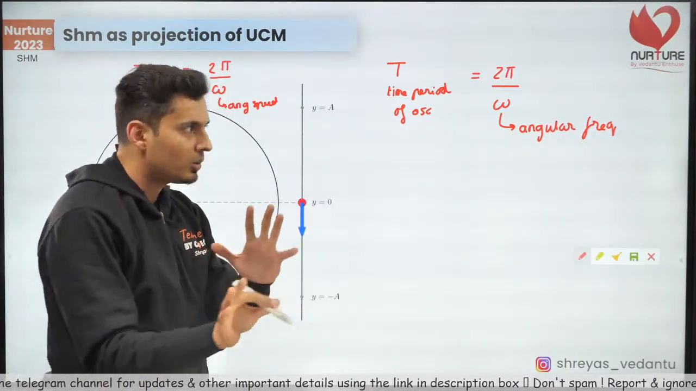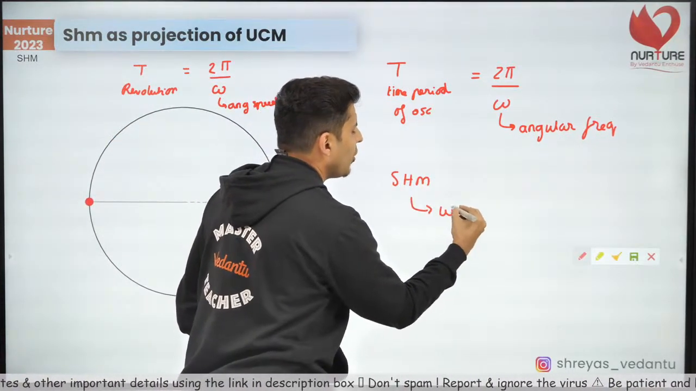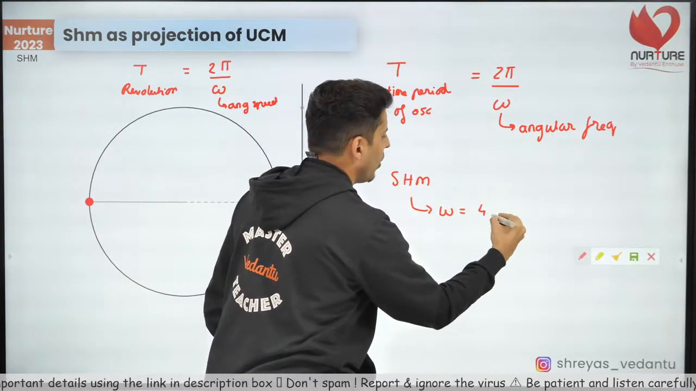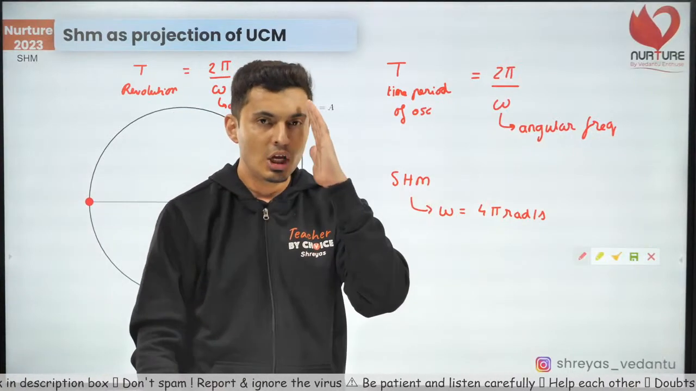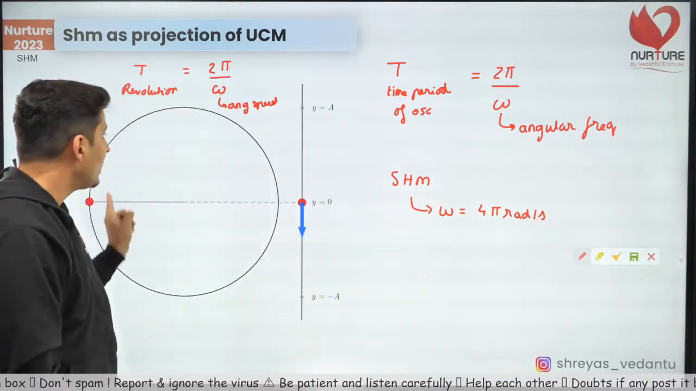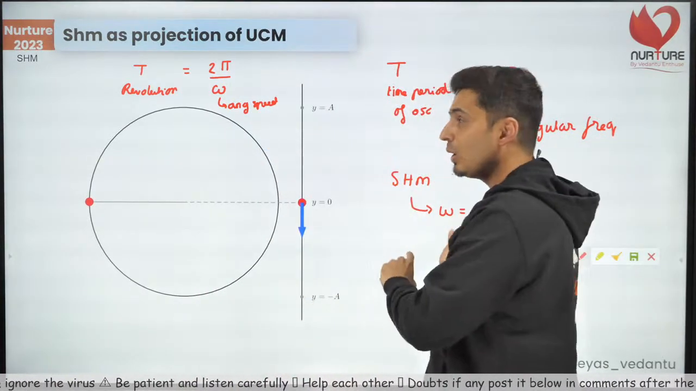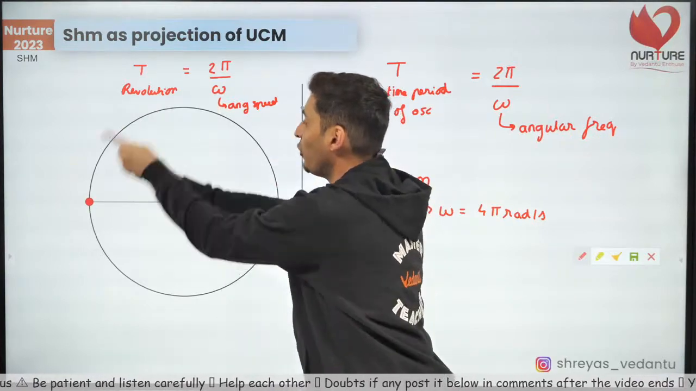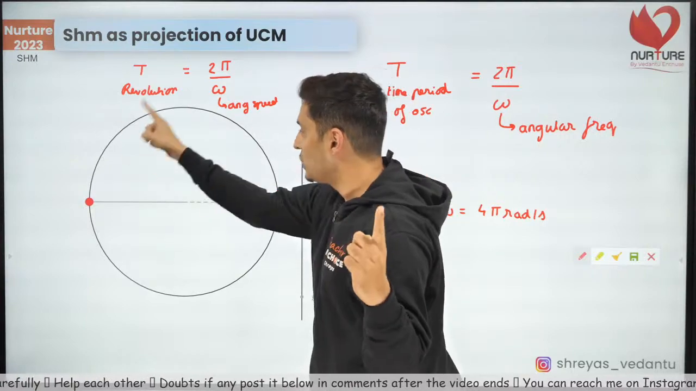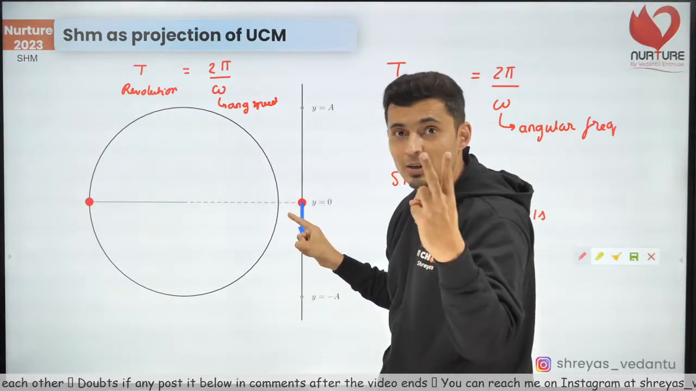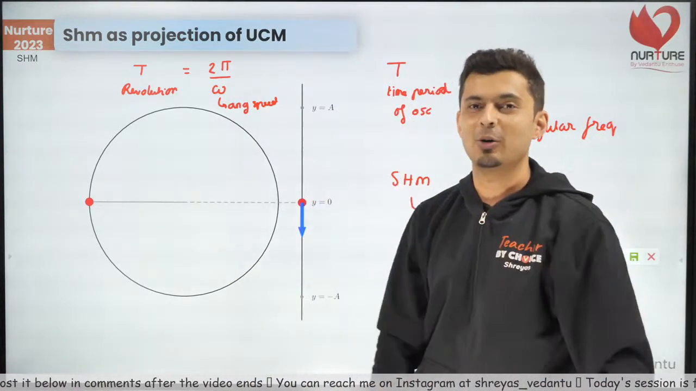So here is what I want you to visualize. If I tell you there is a simple harmonic motion whose omega is 4 pi radians per second, you should immediately think of a circular motion whose angular speed is 4 pi radians per second. 4 pi radians means 2 revolutions, 2 pi, 2 pi. So it is doing 2 revolutions in 1 second. That's what you should think of it like.